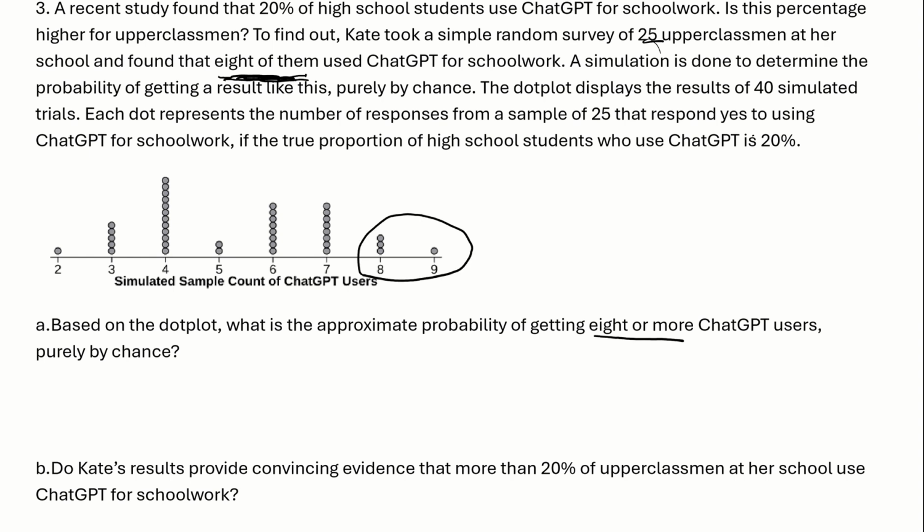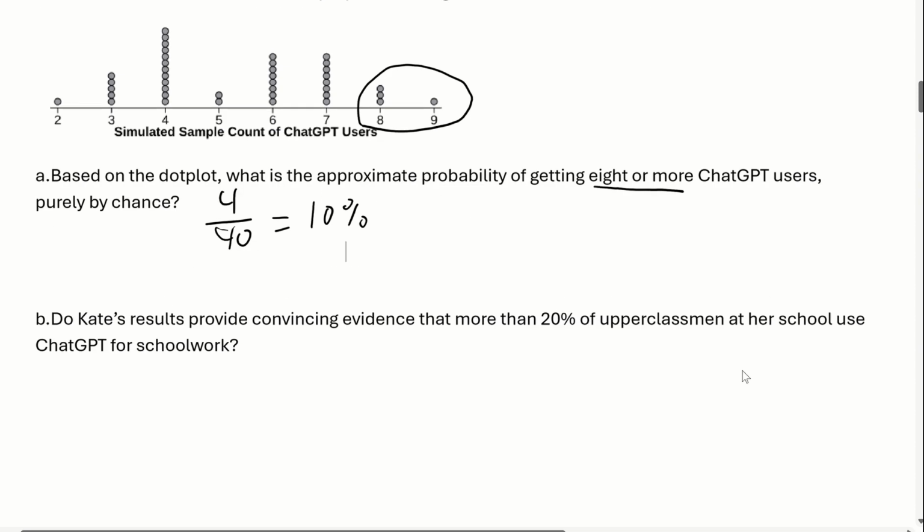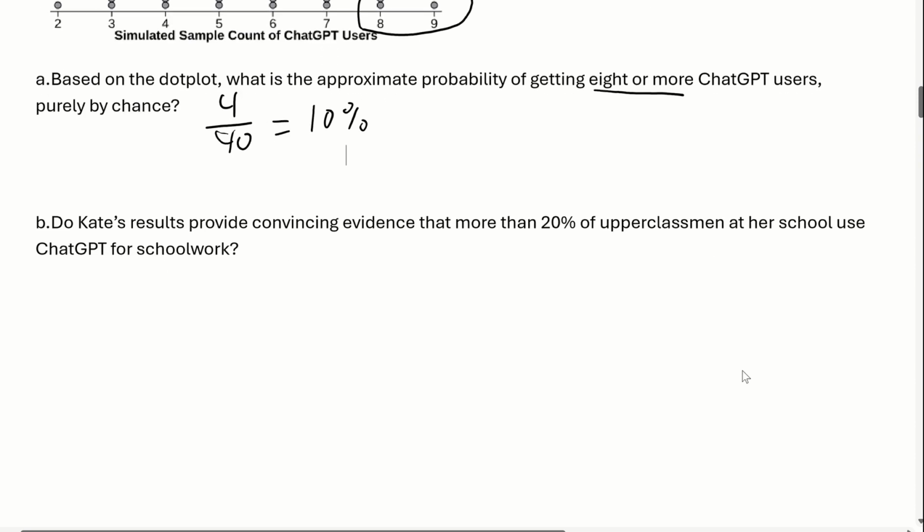In that case, the probability that she gets a result of 8 people or more is 4 out of 40 simulations, right? 4 out of 40 dots, and that's 10%. Okay, that's purely by chance. Now that's too high of a percent, right? That's higher than the 5%. So 10% is greater than 5, and that means this is likely to occur by chance.